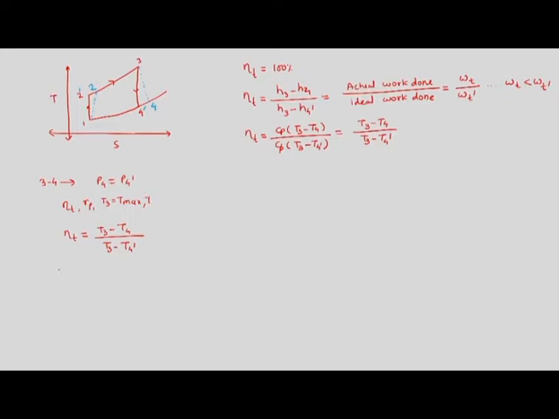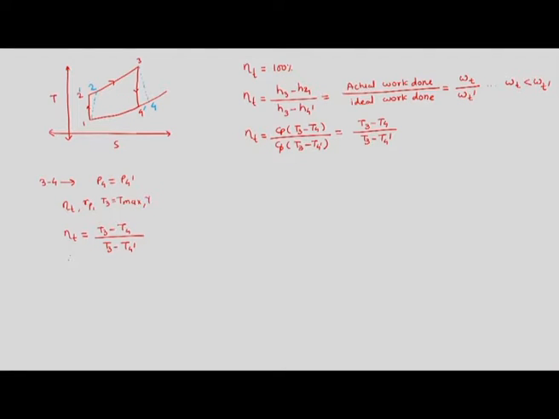Our objective is to find out T4. So T3 minus T4 is equal to turbine efficiency into (T3 minus T4 dash). So efficiency is equal to (T3 minus T4) divided by (T3 minus T4 dash). We want to find out T4. For that, T3 minus T4 is equal to efficiency into (T3 minus T4 dash). So T4 is equal to T3 minus efficiency into (T3 minus T4 dash).